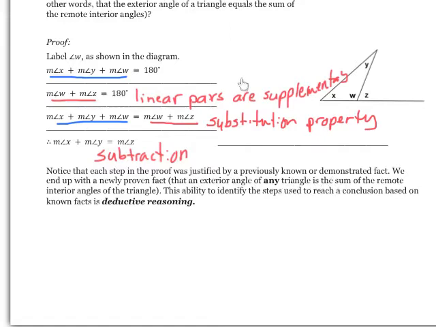So we had the sum of the angles in a triangle adds to 180. Linear pairs are supplementary. We have the substitution property, and then we have the subtraction property. I'm going to put property in here. That gets us to our final answer. So all of that, that process using known facts to reach a conclusion, that's called deductive reasoning.